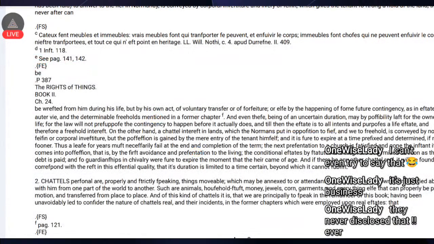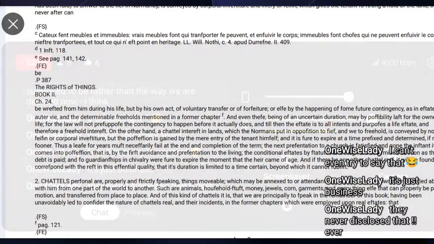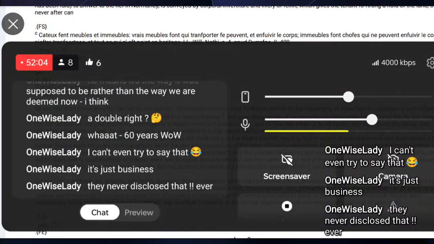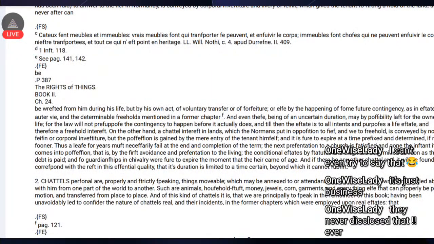No, they didn't. But we're dealing with feudal law. Feudal law is military conquest, so they're not going to tell people.